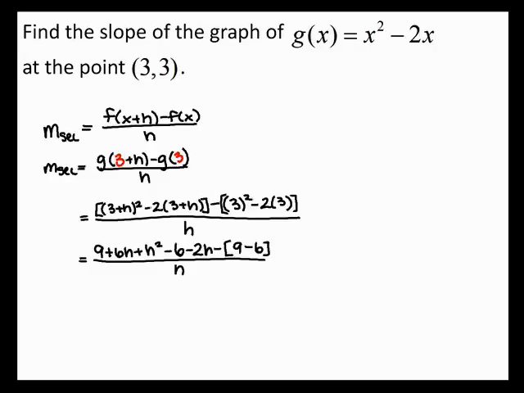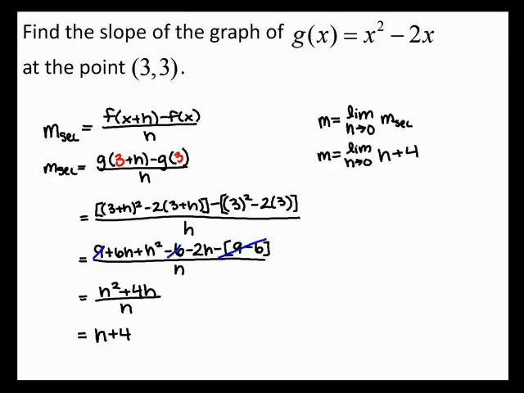Simplify the numerator. Simplify the fraction. You find m secant is h + 4. Take the limit of m secant as h approaches 0 to find the slope. Substitute 0 in for h. You found that the slope at the point (3, 3) is 4.